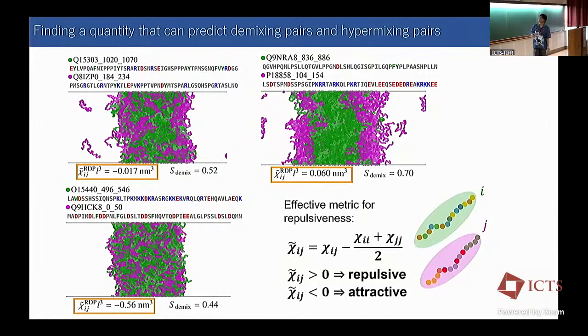So for the demixed pairs, this value tends to be positive. For the more neutral ones, this value tends to be close to 0. And if it's negative, it's going to be this kind of hypermix. So we can more or less predict before doing the simulation what's going to happen if you mix two different sequences.